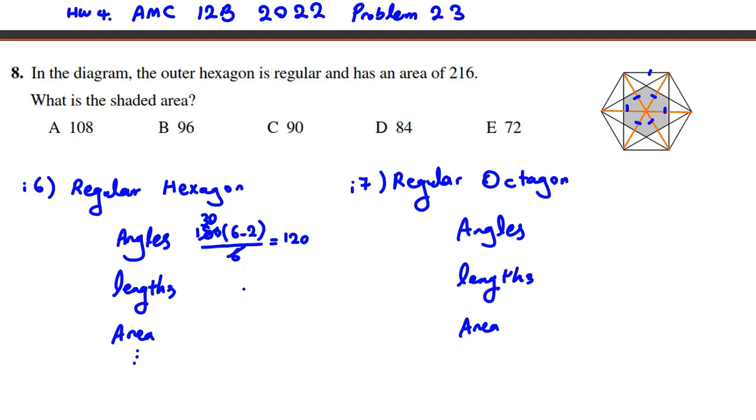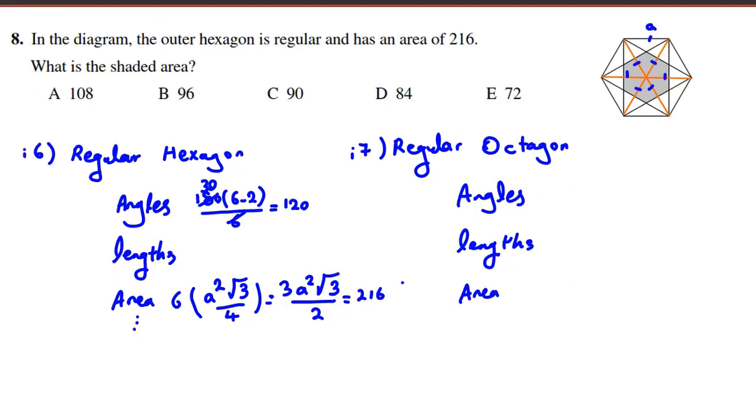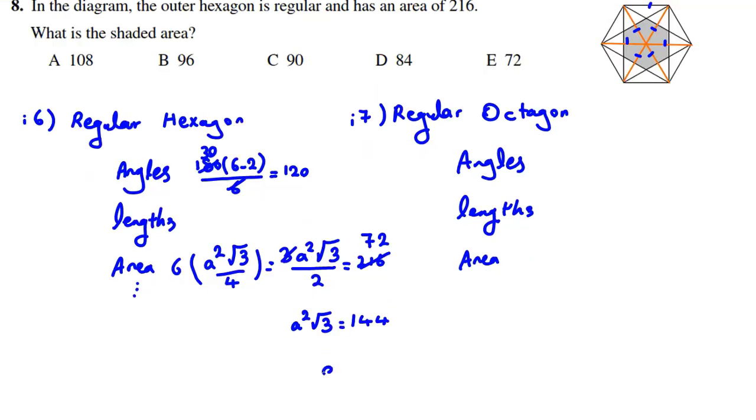Now, if you want to calculate area, it will be 6 times the area of, let me write it. Suppose the side length is A, 6 times each of them is an equilateral triangle with side length A. It will be 6 times A squared root 3 over 4, which is 3A squared root 3 over 2. Now the problem says it is 216. So we can find A. So let's check. 3 times A squared root 3 over 2 equals 216, so 2 times 216 is 432, so 3A squared root 3 is 432 and A squared root 3 is 144. Now, A squared is 144 over root 3.